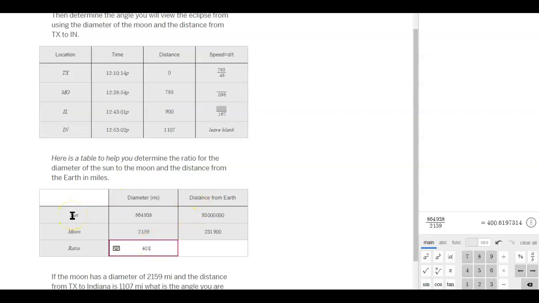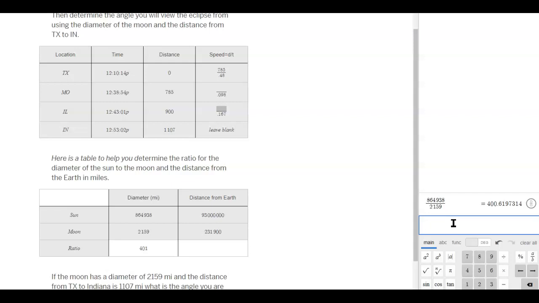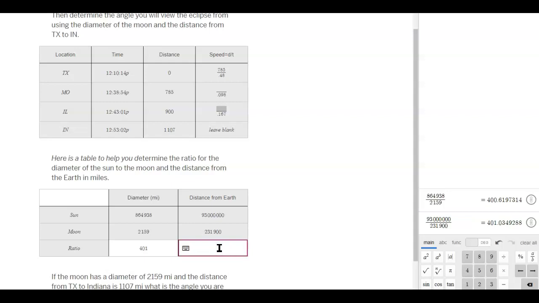Then let's find the ratio of the distance from the Earth to the Sun. So the distance of the Earth to the Sun is 93 million miles. Wow. Okay, and then the distance from the Earth to the Moon is 231,900. Oh boy, look at that. Both of these ratios are equal, 1 to 1.